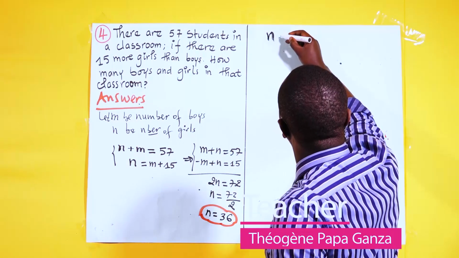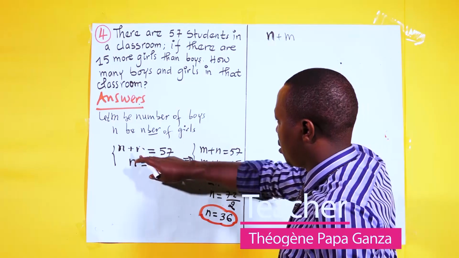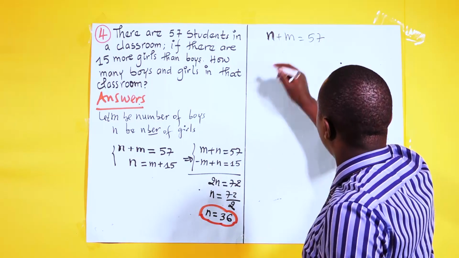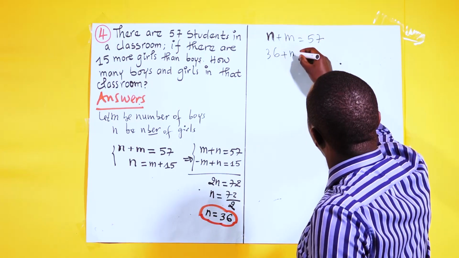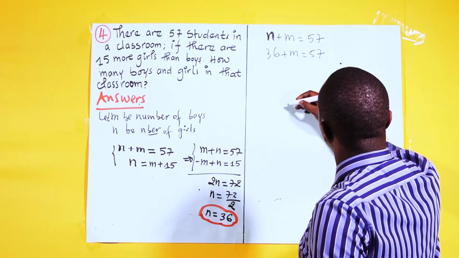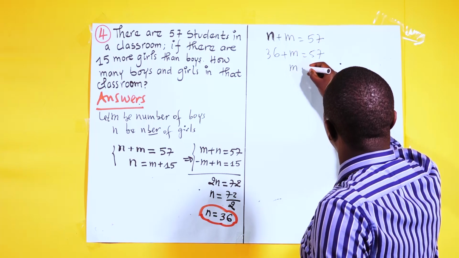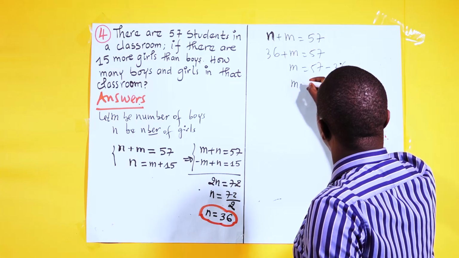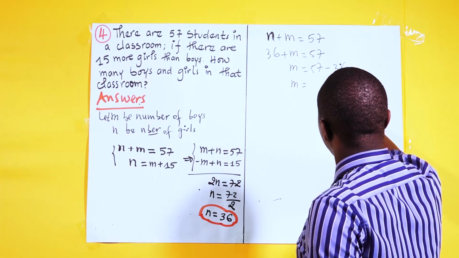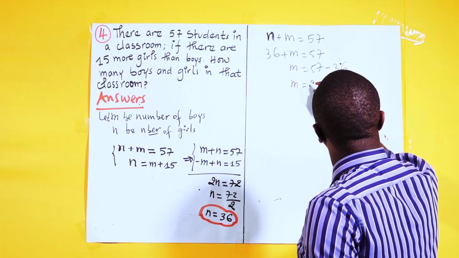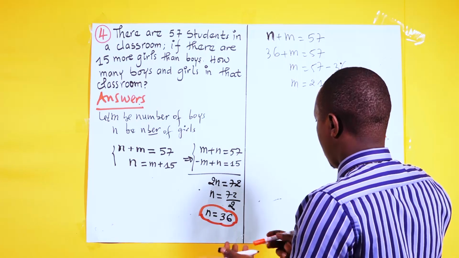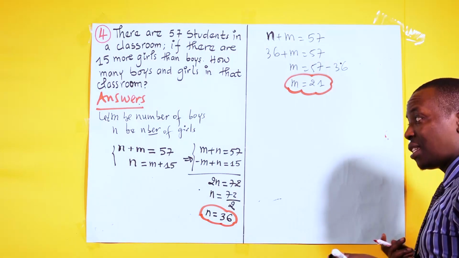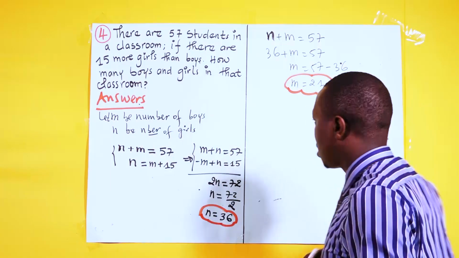We have seen that n plus m equals to 57. And n equals to 36. 36 plus m equals to 57. Right? M equals to 57 minus 36. And then m equals to what? When you take this one, subtract by that one, the answer is 21. What is 21? 21 is the value of m, but m stands for what? Number of boys.